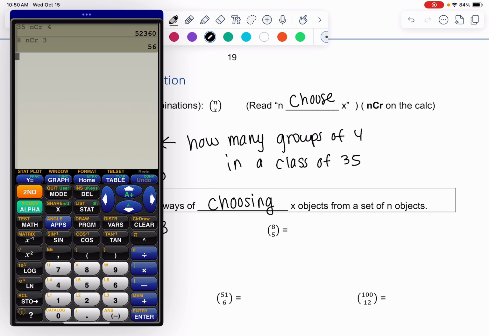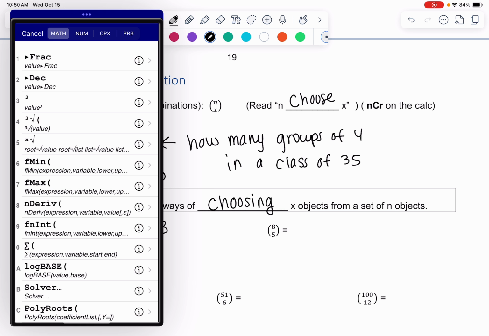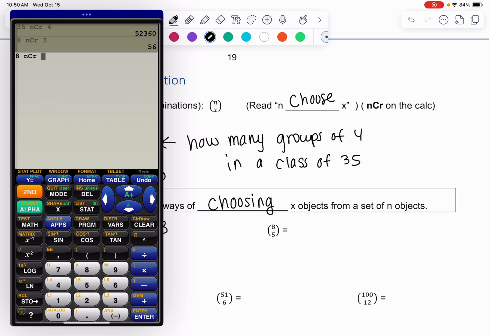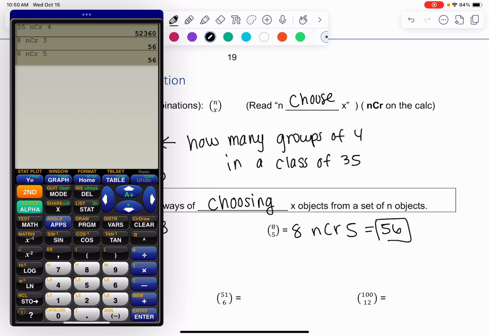8 choose 5, we'll do the same thing. 8, math, all the way over to PRB, NCR 5. And it's 56 also. And that's because when you make groups of 3 out of 8, you have 5 left over. So because 5 and 3 add up to 8, it makes the same number of groups. Because every time you make a group of 5, you have a group of 3 left over.